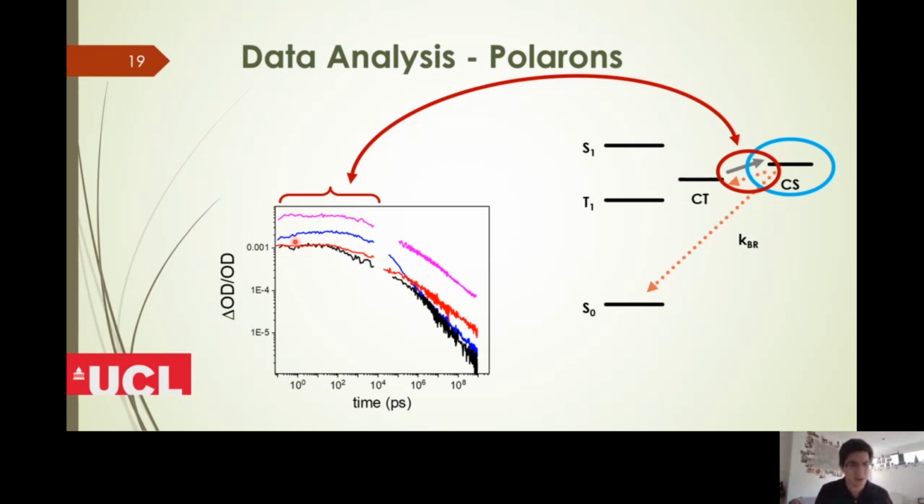That's why it's more or less flat. In some cases it's rising, but in some it's quite flat, because you are creating more charges and recombining at the same time. By the microsecond, you can see only the recombination, which is going to be very useful.